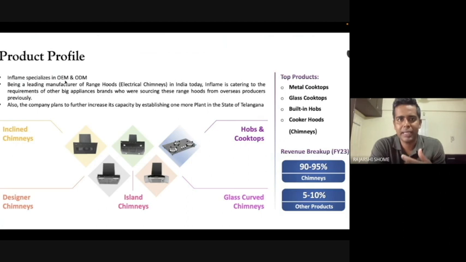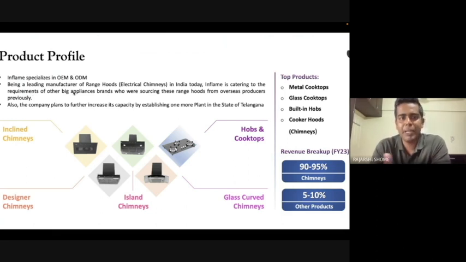So that means they both manufacture kitchen equipment as well as design them. Can you see here, for example, these are called island chimneys, glass curved chimneys, right? These are different kinds of chimneys that they make for different styles and textures, as well as ease of application. So what do they do here? How do they make money?